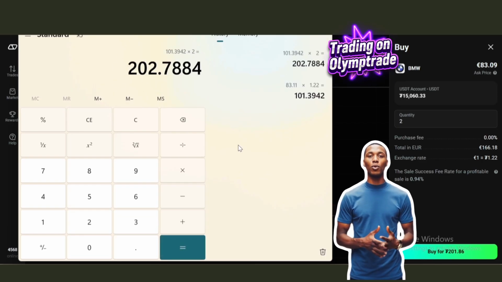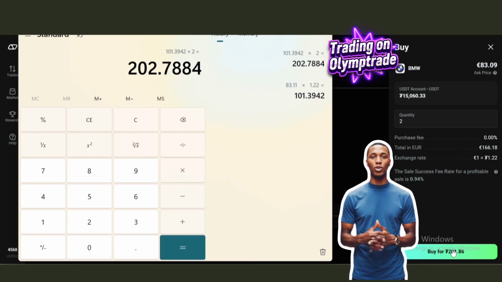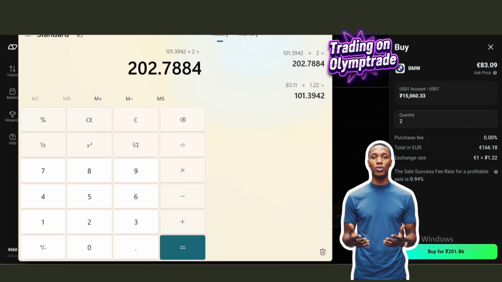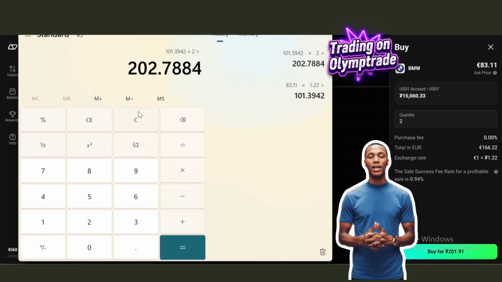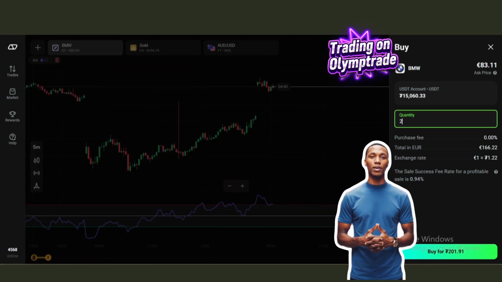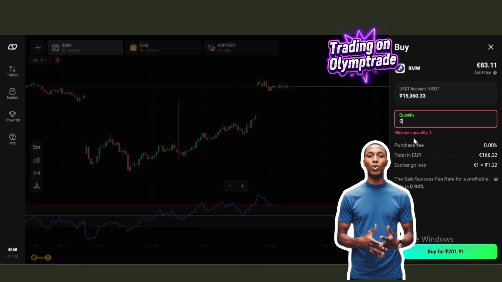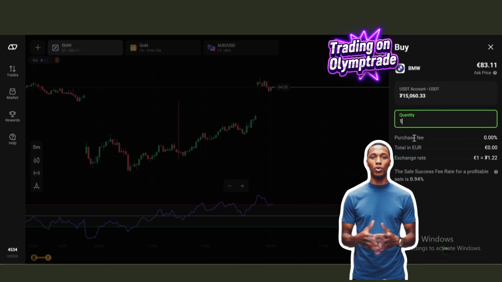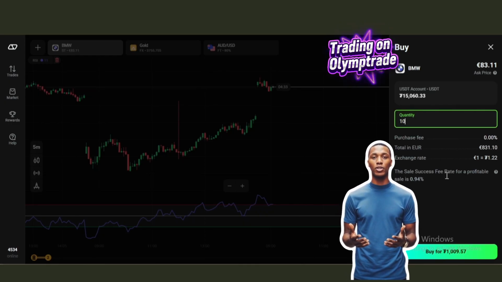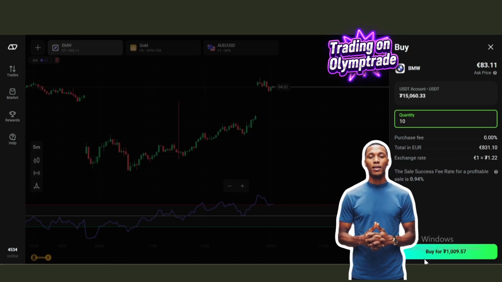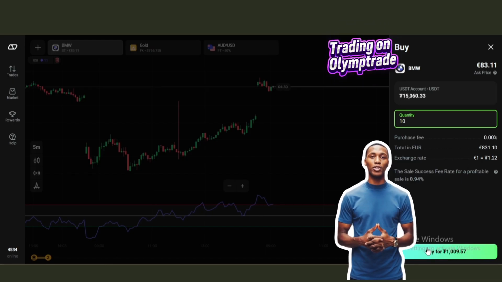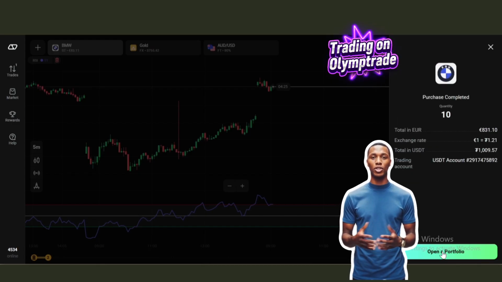Now let's head back to our platform, since we now know how much it will cost to buy 2 quantity of the BMW asset. Let's go back and see how it will be if we're now buying 10 quantities of the BMW asset with regards to the current exchange in terms of euro to USDT. That is the value. You have 1009 USDT and some change.